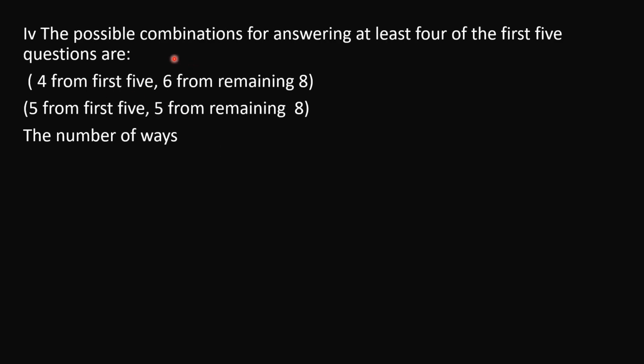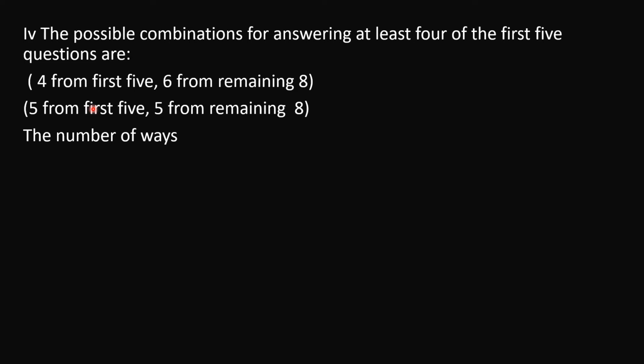Now let's go straight in and look at the last one. The possible combination that I will be using for this question is this. The possible combinations for answering at least 4 of the first 5 questions are these. Now, if you have the first 5 questions, they are compulsory now because they are the first 5. You have to answer at least 4. At least 4 means 4 questions and above from the 5 questions. That's what you are supposed to do. And these are the combinations.